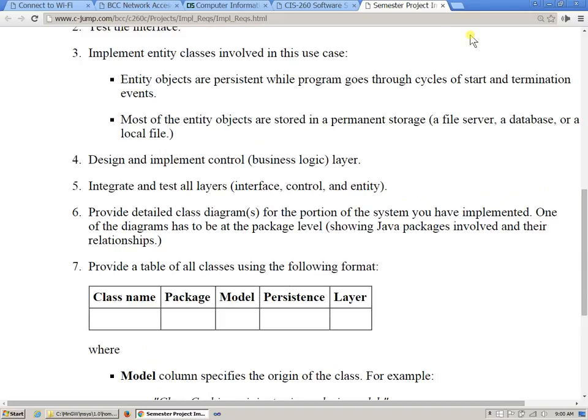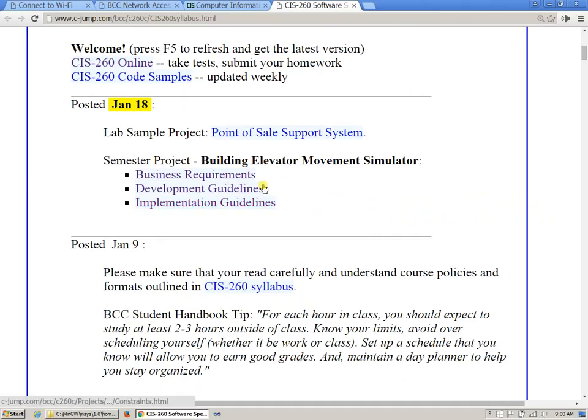But these are those 3 sets: the business requirement, which is our initial description of the system to work on, our challenge, if you will. The development guidelines and milestones I discussed with you, and then these are implementation guidelines, which are just a set of minimal requirements of what you should be able to present at the end. So those 3 handouts are, if you will, the direction in which we're moving with respect to the semester project.